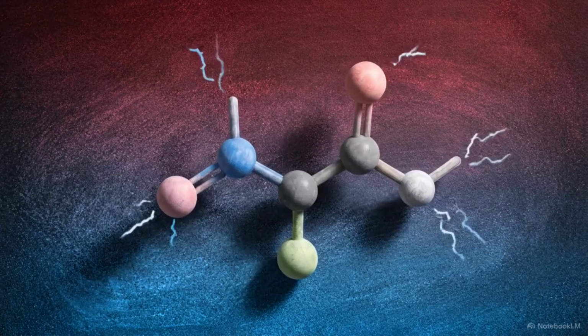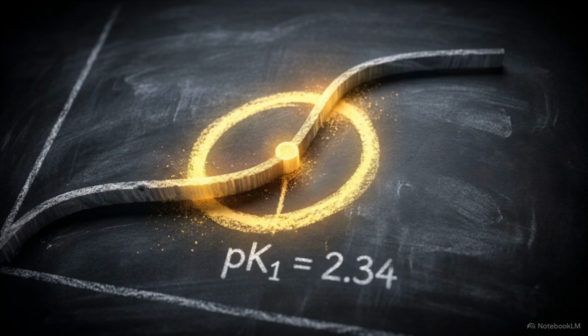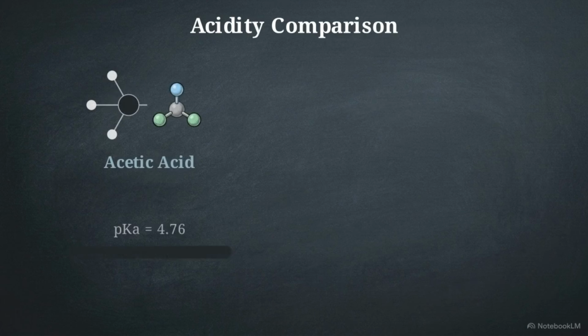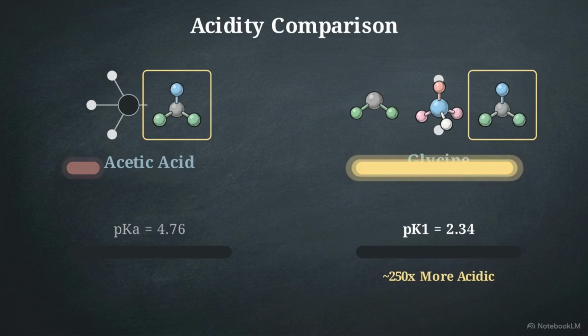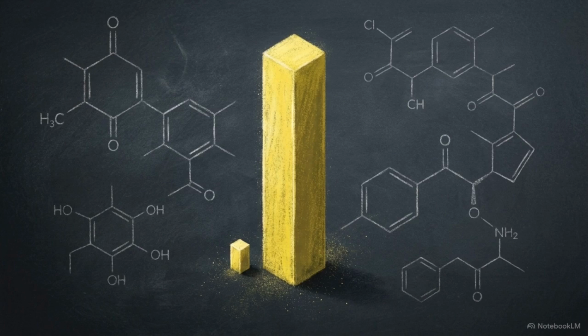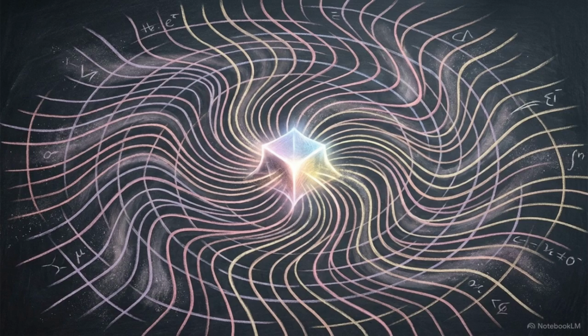The titration data reveals a significant discrepancy regarding the carboxyl group of glycine. Standard acetic acid has a pKa of 4.76. Glycine's carboxyl group, however, has a pK1 of 2.34. This means glycine's carboxyl group is over 100 times more acidic than that of acetic acid. This difference is explained by pKa perturbation.